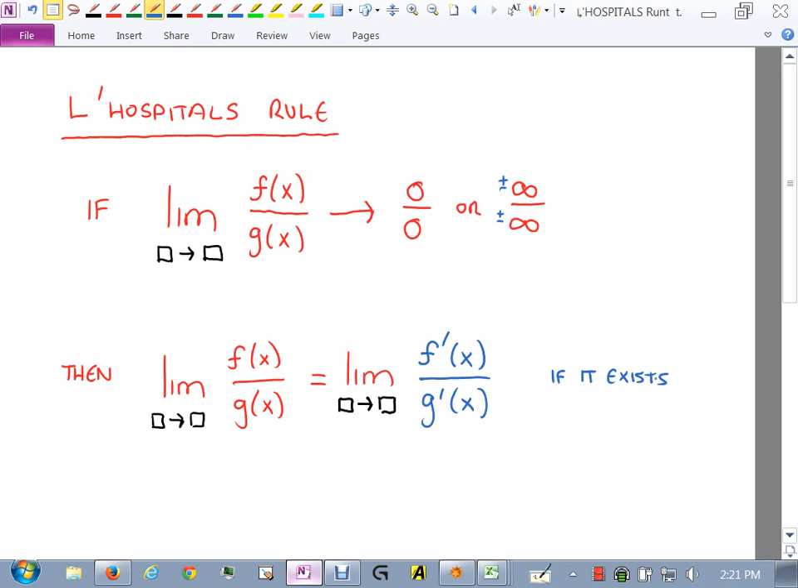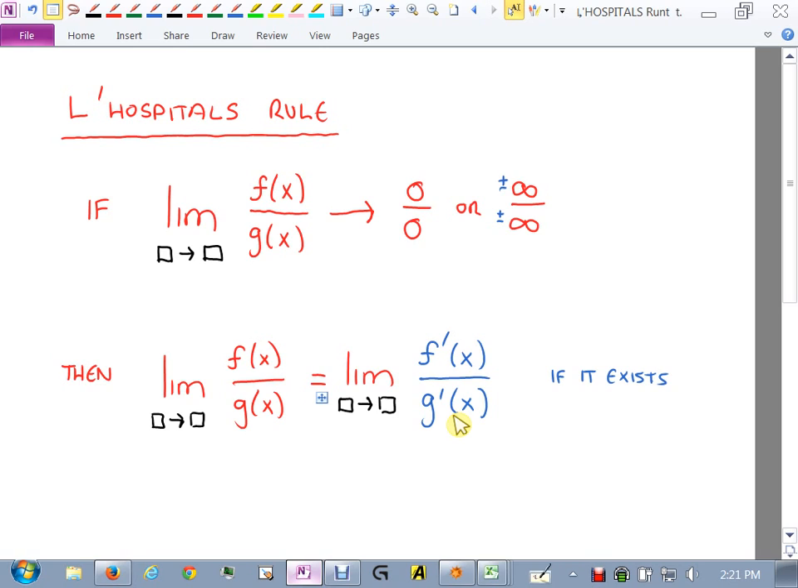Now, what is the rule saying? It's saying if you're trying to find the limit of a quotient of two things, and it's giving you one of those two bad forms, one of those two indeterminate forms, then instead of taking the f and the g and trying to figure out what that's becoming, you can take the derivative of the top, divide it by the derivative of the bottom, and figure out what that limit is.